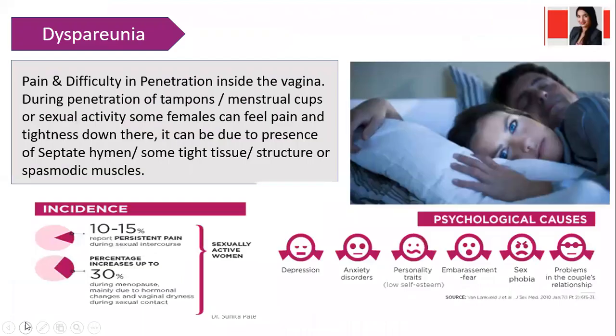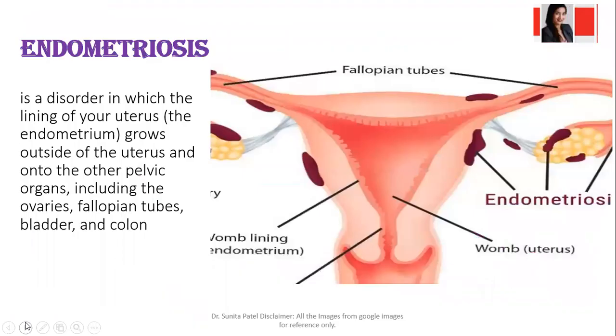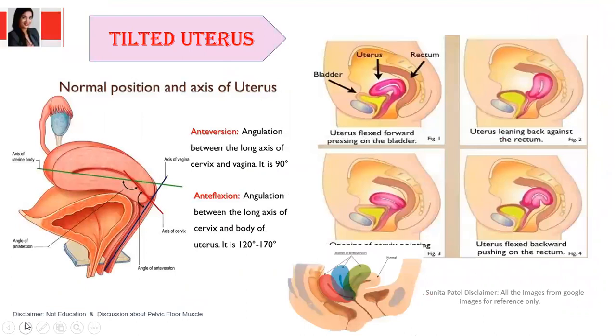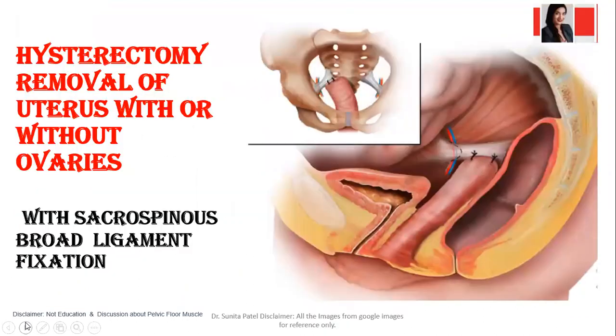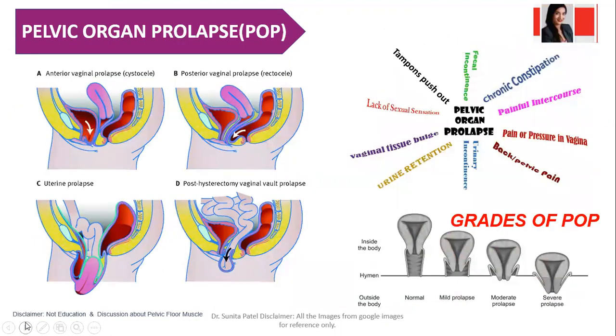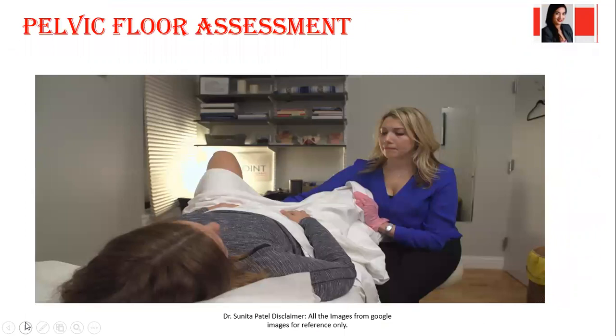It can be vaginismus when the muscles are tight. It can be dyspareunia when she has pain during sexual intercourse. It might be endometrial tissue creating tightness and adhesion in the pelvic floor, which can give her that tightness. It can be a tilted uterus, which can keep giving her pelvic organ prolapse. So many problems are there, and pelvic floor rehab is the treatment.